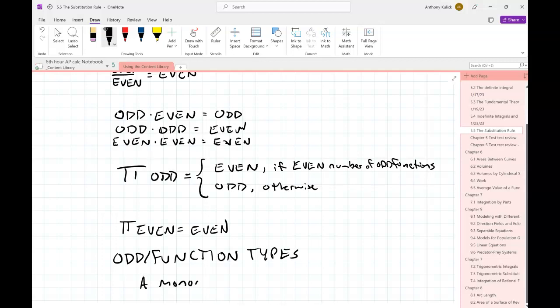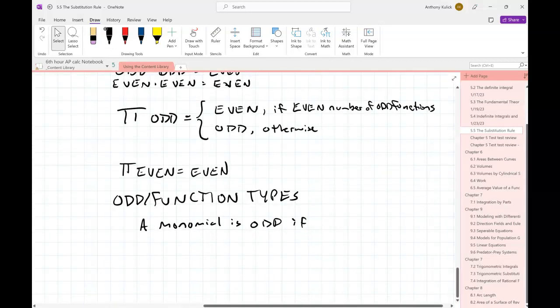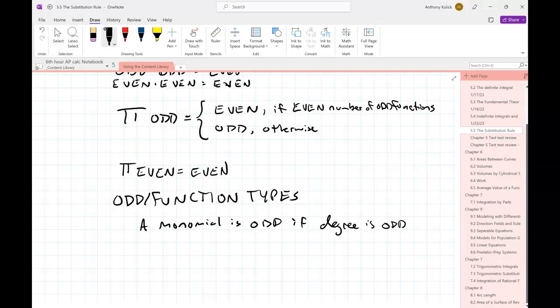So we say a monomial is odd when... would a monomial be an odd function? That's like x to the first or 2x to the fifth or 7x cubed or 9x squared. The degree is odd, yes. And we say a monomial is even if the degree is even.